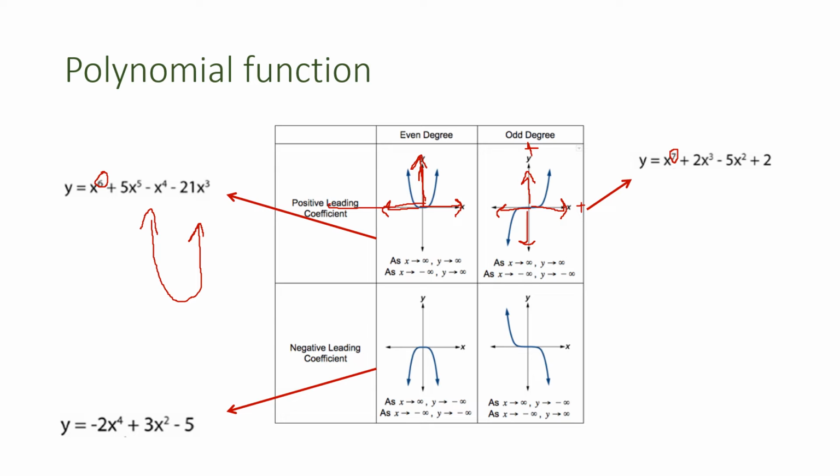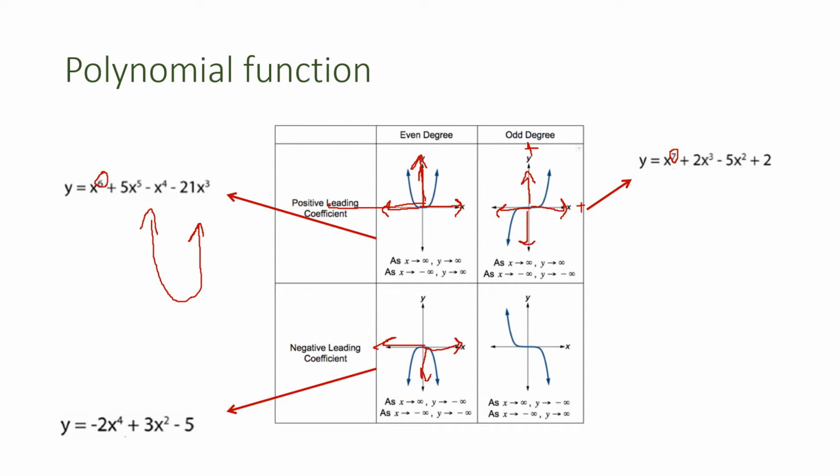But how do we write the end behavior? As x goes to the negative direction, y also goes to the negative direction, which is negative infinity. Don't write direction, write negative infinity. As you can see in here, as x goes to positive infinity, y goes to negative infinity.